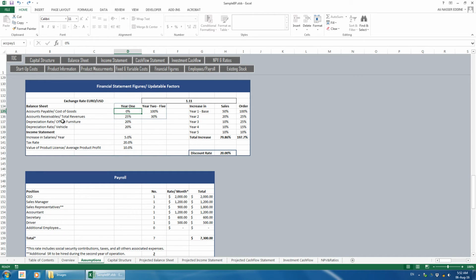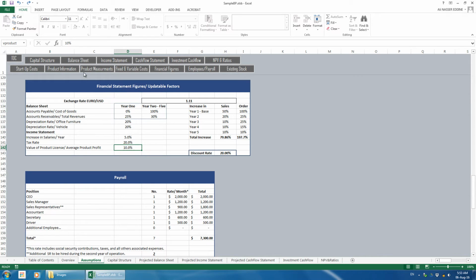We have the depreciation rates for the car and furniture. Next, we have the increase in salaries per year. If you assume no increase, you set it to 0. The value of product license is the value you add to your business if the product is profitable. This assumes you have exclusivity of selling the product. It is calculated as a percentage of the average product yearly profit and is added to your balance sheet as an intangible asset. Think about it like a goodwill.